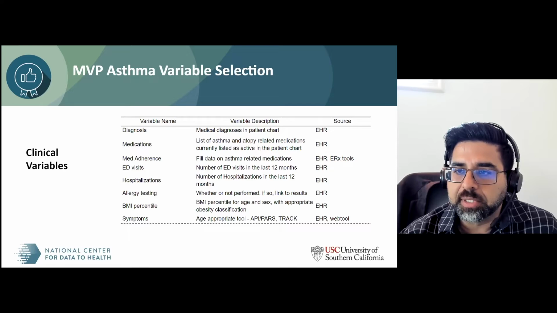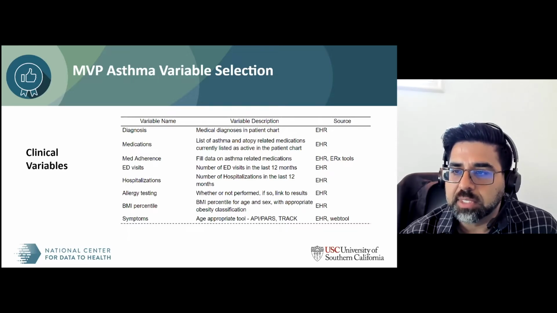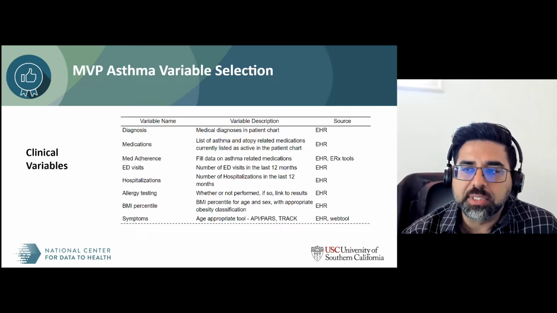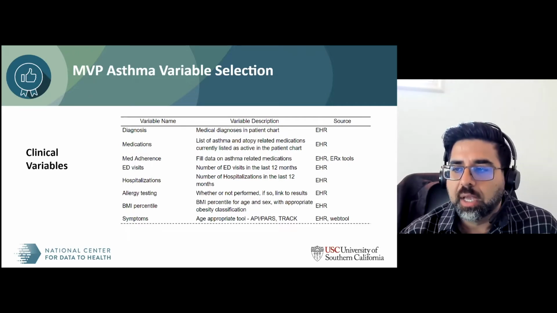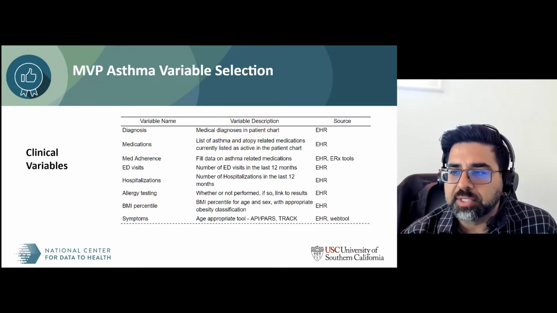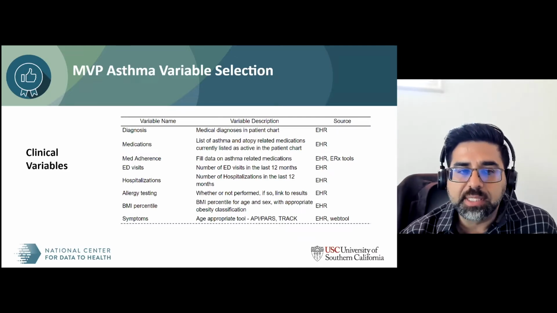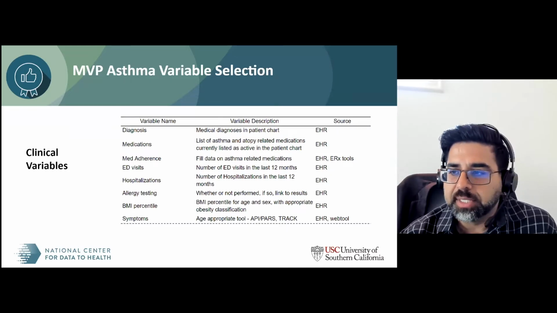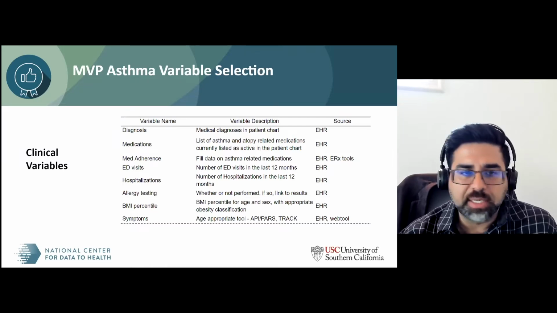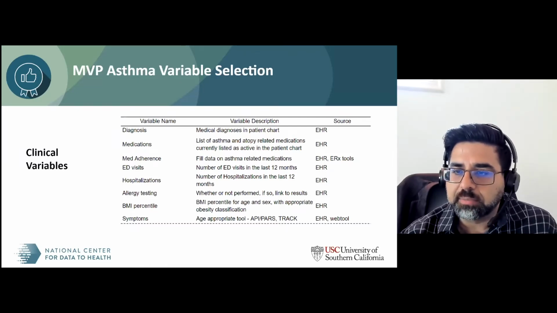So in this particular case for asthma, this is obviously the diagnosis. And the diagnosis is the medical diagnosis that's in the patient's chart in the electronic health record. Medication, the list of asthma and other medications that are listed as active or the patient's currently taking, even if they're over the counter. The data is collected and stored in the EHR, so that's there.